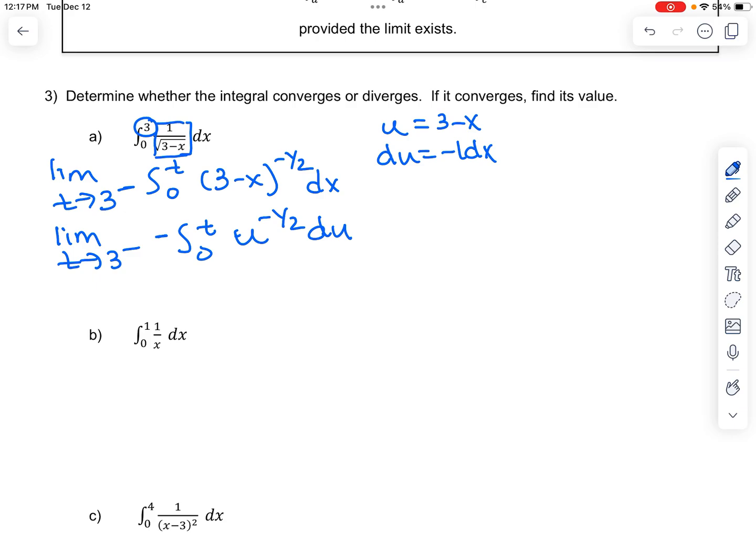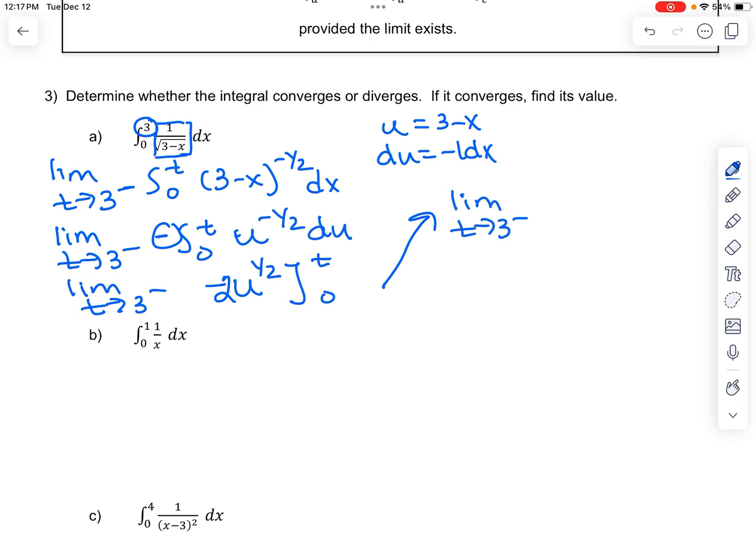So let's take the antiderivative. Don't forget this is still that negative sign. So I've got negative, I'm going to add 1. Dividing by 1/2 is the same as multiplying by 2. And then these are my bounds. Okay, let's go ahead and plug back in my u substitution if you did it that way. So really you have square root of, plug back in the u, 3 minus x from 0 to t.